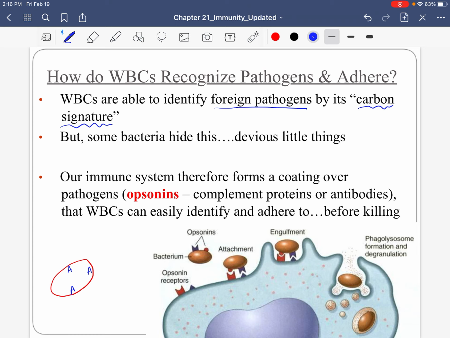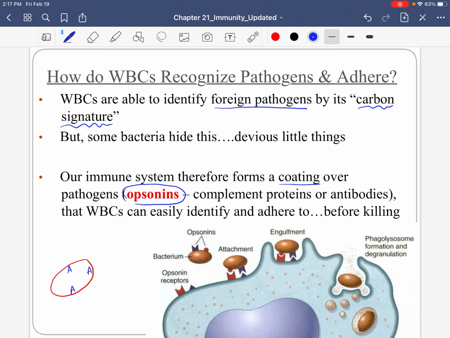And unfortunately, bacteria, for example, these bacteria and viruses, they evolve. We know this, right? These bacteria evolve, they're smart. And one of the things that bacteria have evolved to do is to hide its carbon signature. And that can make it more difficult for our immune system to identify that bacteria is foreign. So one way that our immune system is able to identify something as foreign is that our immune system can sometimes put a coating over a pathogen called an opsonin.